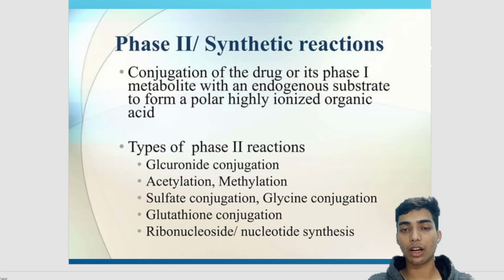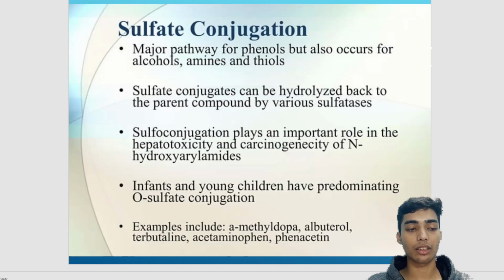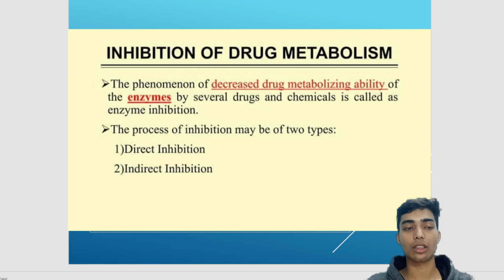Then in phase 2, the synthetic phase, conjugation of the drug or its phase 1 metabolite occurs with an endogenous substrate to form a polar, highly ionized organic substance which can be excreted actively outside the body. The phase 2 reactions include glucuronide conjugation, acetylation, methylation, sulfate conjugation, glycine conjugation, glutathione conjugation, and ribonucleoside or nucleotide synthesis. It also includes amino acid conjugation.